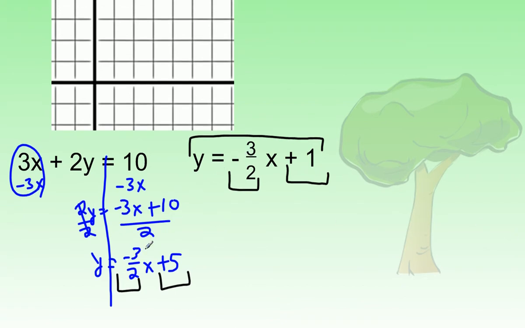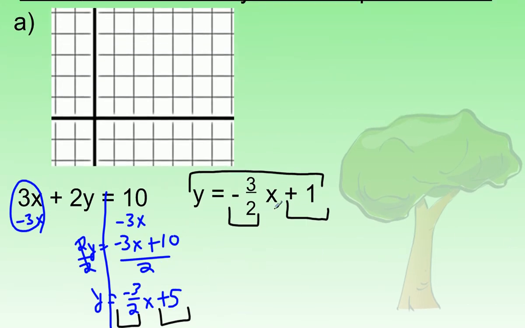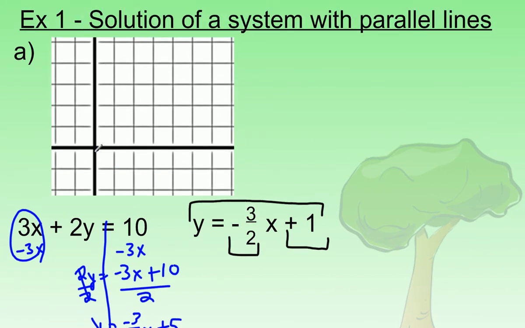Same slope, different y-intercept. So if I graph the one on the right here, the one that's in black, the y-intercept is positive 1, and the slope is down 3 over 2. Down 3 over 2, and I'm out of space, so I'm going to do the reverse. Up 3 over 2.